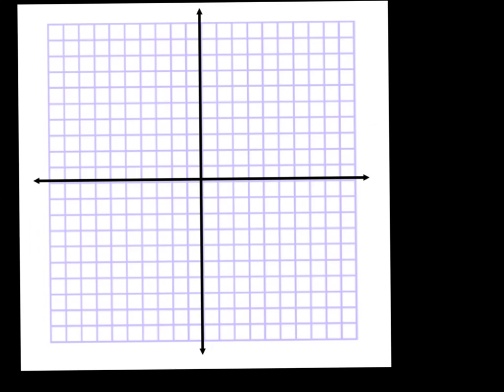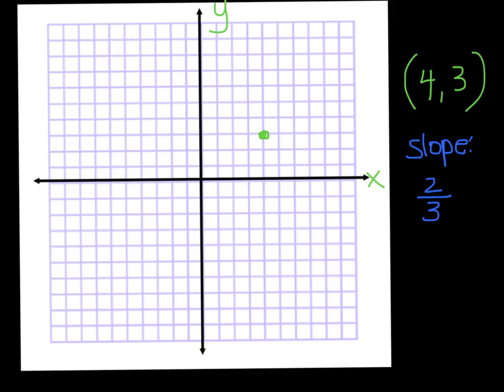Okay, so the last thing that you're going to have to be able to do with this is I might give you a point. Let's say I give you the point 4, 3. Okay, first thing I'm going to do is just plot that. So I'm going to go, remember it's x, y when I'm putting points on the graph. So I'm going to go over 1, 2, 3, 4, and then up 3. There's my coordinate. Okay, now I might tell you that I want you to draw a line from that point that has a slope of 2/3.